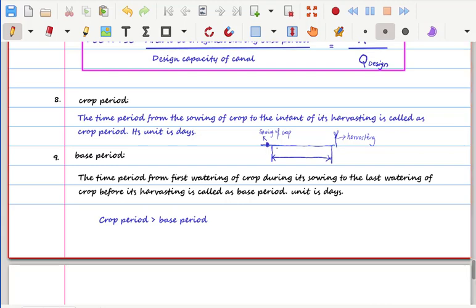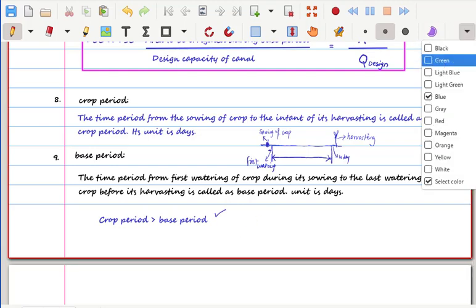If you consider this line as the timeline, then before doing the harvesting, maybe 1 week or 10 days before, you will do the last watering, right? So there is a 10 days gap. And right after the sowing of the crop, after giving some break, you will do the first watering, right? First watering. So what you can notice from here is that the crop period is from here to here, right? As compared to crop period, the base period is shorter. Got it? So you can say that the crop period is always greater than the base period.